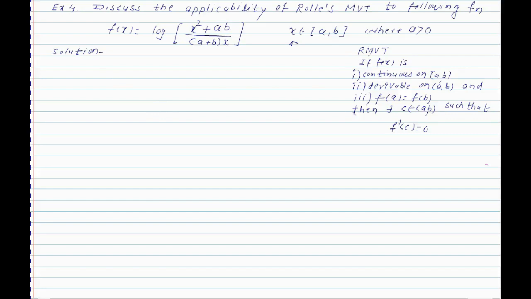Now what is Rolle's mean value theorem? If f of x is continuous on the closed interval a to b, derivable on the open interval a to b, and the values of f of x at the end points of the interval are equal, then there exists at least one point c in the open interval a to b such that f dash c is 0.